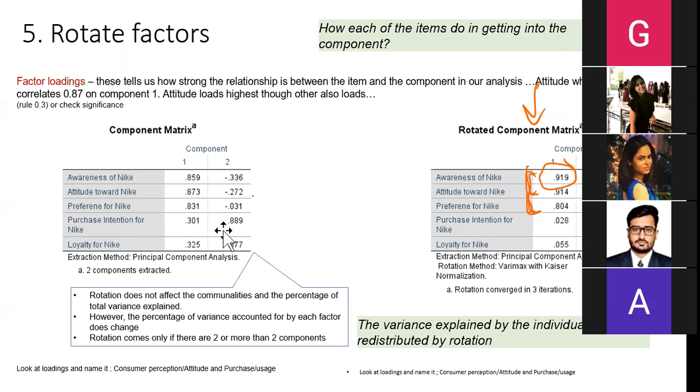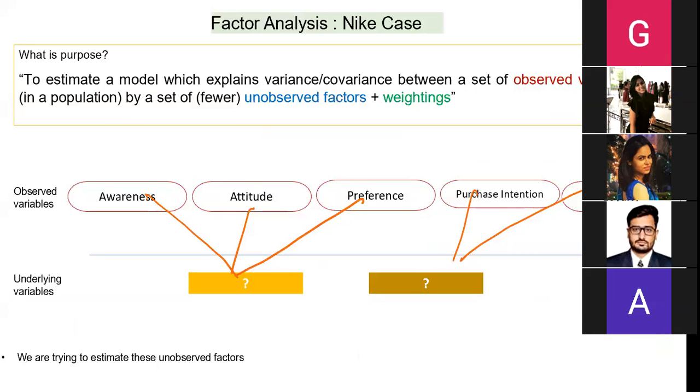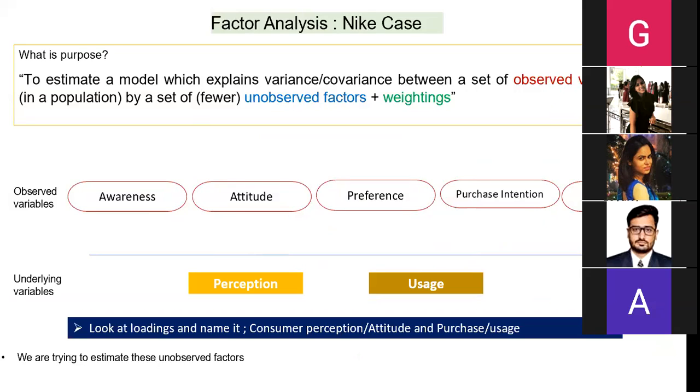But when you do the assignment that I have given you, you'll be able to see the difference. So what I did is I renamed it as perception: awareness, attitude, and preference. I gave the name perception. And purchase intention and loyalty, I gave the name usage. You can give purchase also.